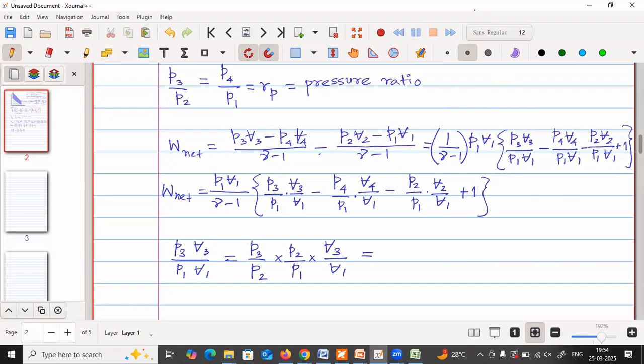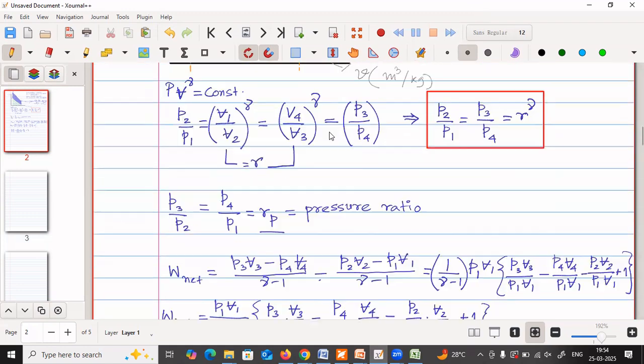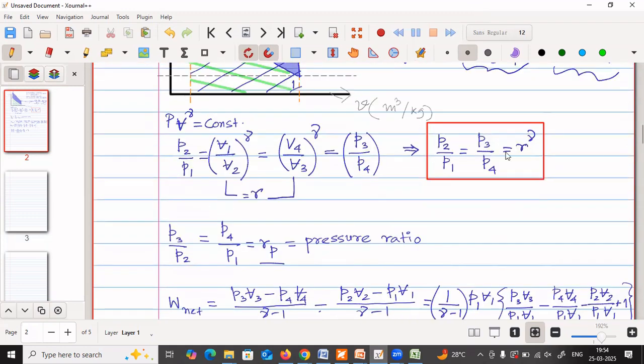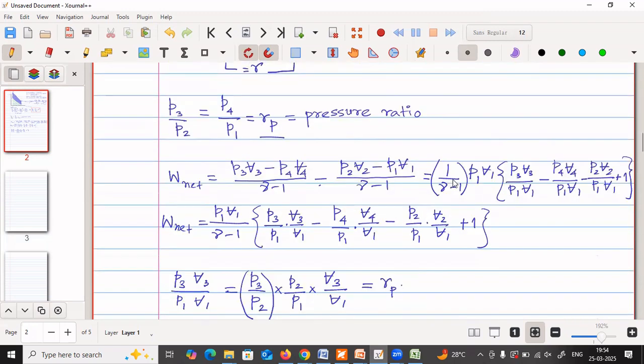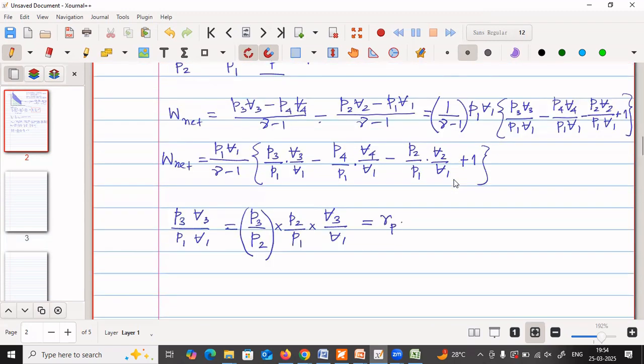Okay. What is P3 by P2? P3 by P2 is equal to Rp here. So it is Rp. Next, P2 by P1, what is that? P2 by P1 is equal to R to the power gamma. So R to the power gamma.